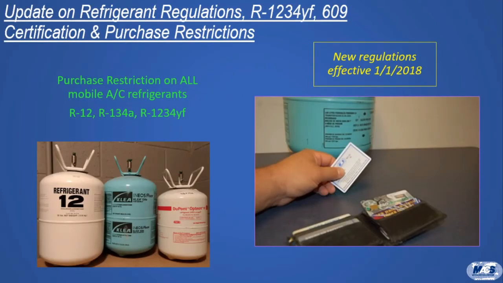Now let's get an industry update on what's going on in the broader mobile AC industry. EPA issued new regulations that took effect in 2018, the most prevalent of which placed a purchase restriction on all mobile AC refrigerants. You're probably aware that prior to 2018, you did not need any type of training certificate, or a MACS card as it's called, to purchase refrigerants like R-134a. If you do have your MACS card, then you know it can be used to purchase small cans and 30-pound cylinders of R12, 30-pound cylinders of R-134a, and 10-pound cylinders of R-1234yf.